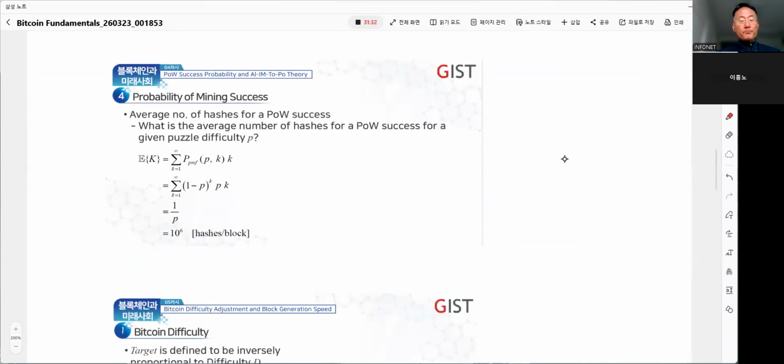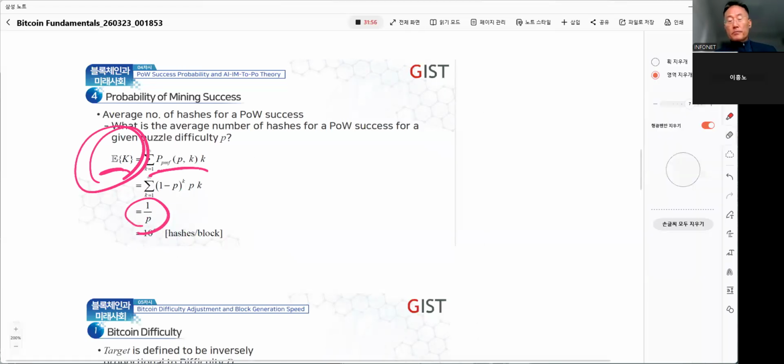This is the PMF, the probability mass function. So we calculate the expected value, and it is nothing but 1 over P. So that's what it is. That's 10 to the 6 hashes per block.